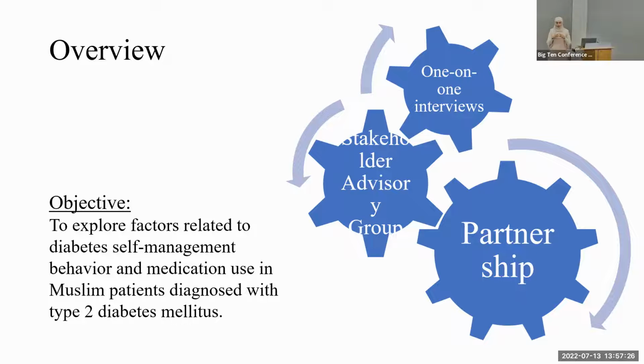The first is to build a partnership with the Muslim community, which includes a primary care clinic that serves Muslim patients and other patients as well, and also a community pharmacy, an independent pharmacy with about 31 branches around the Milwaukee area in Wisconsin. The second part is to conduct stakeholder advisory group meetings, to inform the third part, qualitative research exploring factors related to diabetes self-management behavior and medication use in Muslim patients diagnosed with type 2 diabetes.